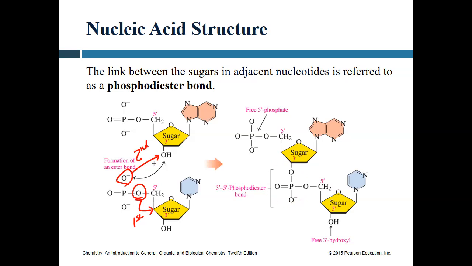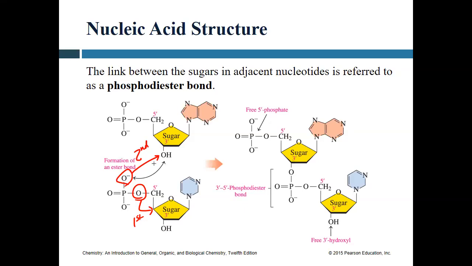Now, why do they call it 3,5? Because that's the carbon pair that they're linking up. They're linking up the 3rd carbon from that first sugar, the one on top, with the 5 carbon on the next sugar, the one that's on the bottom.